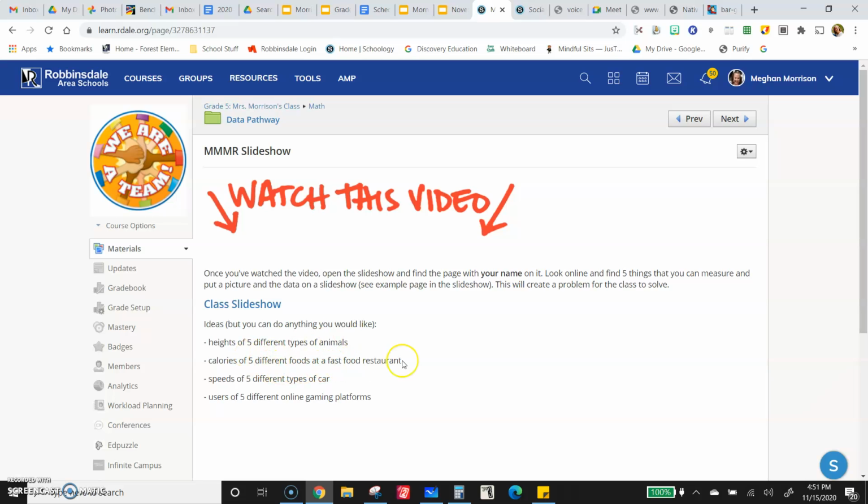You could find 5 different foods at a fast food restaurant and tell me how many calories they have or how many grams of fat or sugar. You could find the top speeds of 5 different kinds of car and put those speeds on there. You could find how many users use 5 different gaming platforms, how many players are on Roblox, how many players are on Fortnite online. Is that something you can look up?